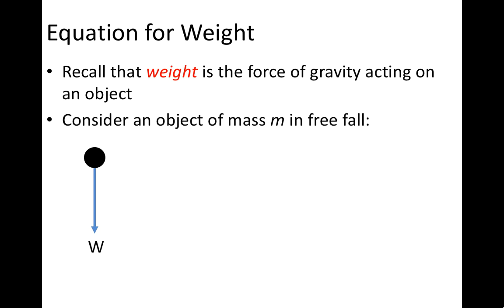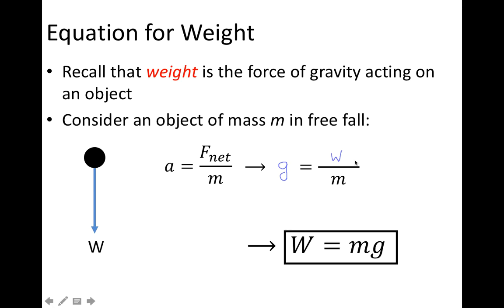It's only experiencing weight. So if we apply Newton's second law and fill in the values that we know, that an object in free fall will experience an acceleration with a magnitude of g, and we know that the net force on it is equal to w, the weight. And with a quick rearrangement by multiplying each side by m, we end up with this. The weight of an object is its mass times g.